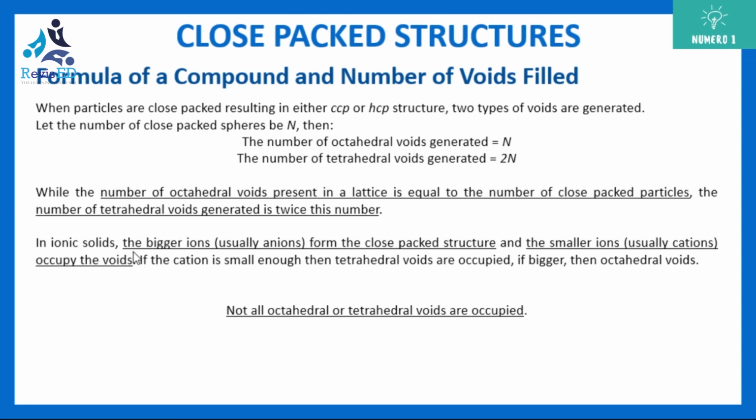In an ionic solid, now this is important, the bigger ions, that is usually the anions, form the close packed structure. We all know that the size of an anion gets bigger, the reason being they take in 1 electron and that's why the effective nuclear charge decreases, so the size increases. So these anions make the main constituent particles, that is the main lattice, and the smaller ions, that are usually the cations, occupy the void spaces. If the cation is small enough, then tetrahedral voids are occupied. If it is bigger, then octahedral voids are occupied. Also please note that not all octahedral or tetrahedral voids are occupied.